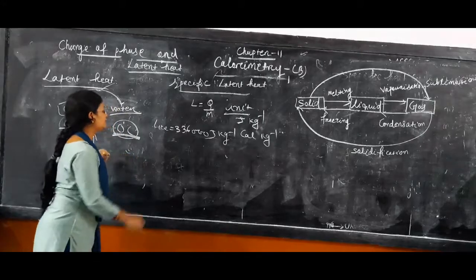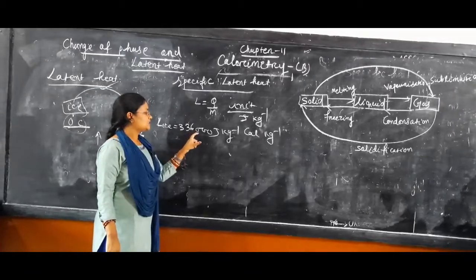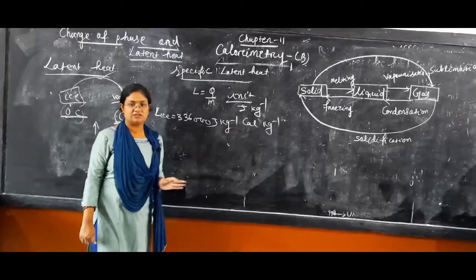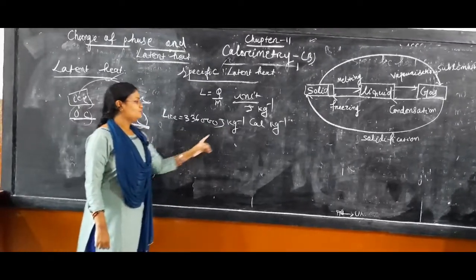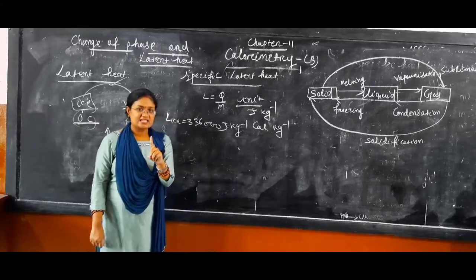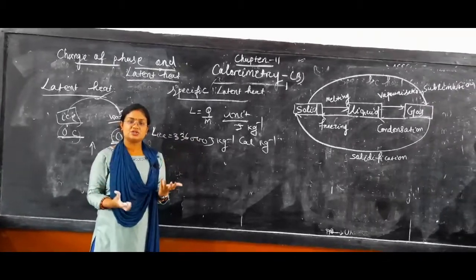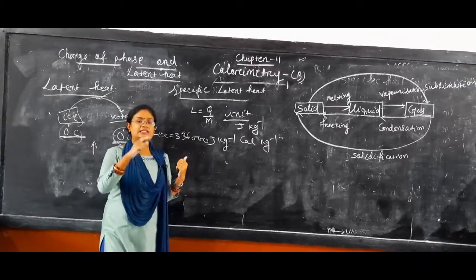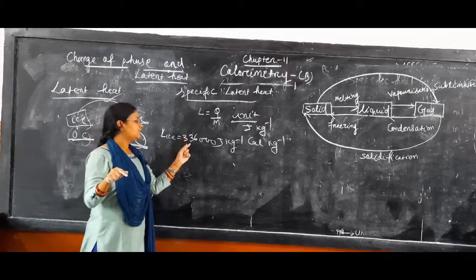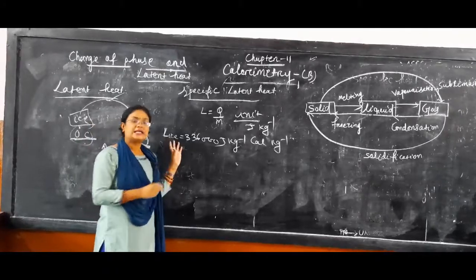For example, I am giving you L of ice, that means latent heat of ice is 336,000 joule per kg. What does it mean? That means if you take 1 kg of ice at 0 degrees Celsius, and if 1 kg of ice at 0 degrees Celsius absorbs 336,000 amount of energy, then only it changes to water. And water at 0 degrees Celsius, if it releases 336,000 joule of energy, then it will come to ice.